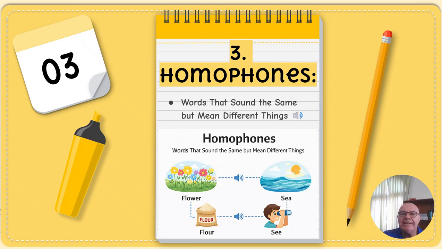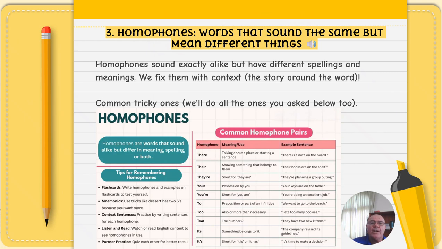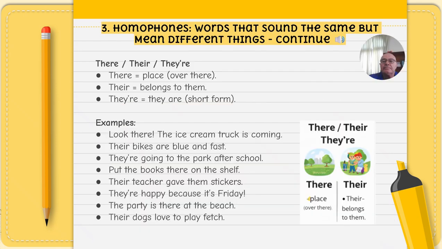Homophones are words that sound the same but have different meanings and spellings. Homophones sound the same but have different spelling or meanings. We understand them through context, the story around the word. Some are especially tricky, and we'll cover the common ones you asked about too.